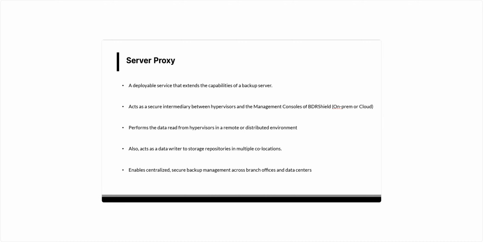In BDRShield, a Server Proxy is a deployable component that can be installed on a dedicated machine to extend the backup server's capabilities, including storage handling and remote hypervisor backup. The Server Proxy acts as an intermediary between the management console of BDRShield, that is either the cloud or on-prem, and the hypervisor hosts. It securely reads data from the hypervisor and also handles writing the backup data to the configured storage. It enables centralized secure backup management across branch offices and data centers.